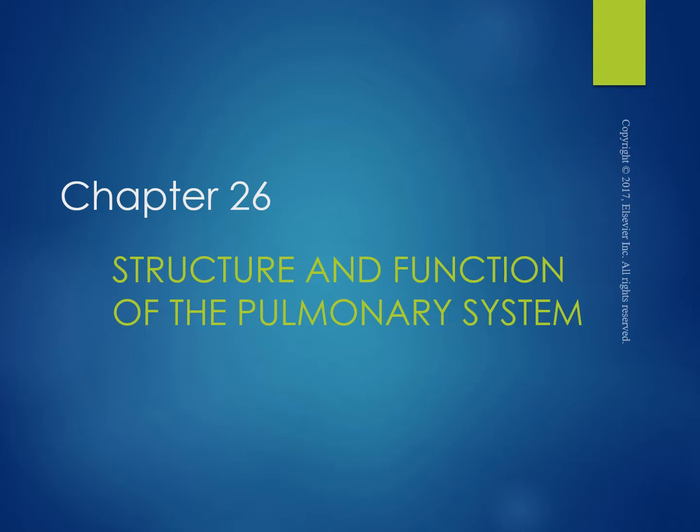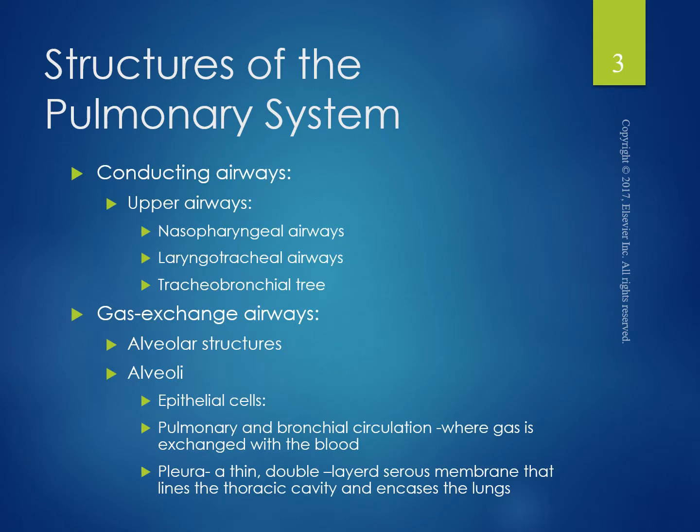Chapter 26, Structure and Function of the Pulmonary System. So the structures of the pulmonary system include the conducting airways, or the upper airways, which is the nasopharyngeal airway, laryngeotracheal airway, and the tracheobronchial tree. The conducting airways move air into the lungs, warm and humidify the air, and trap inhaled particles.